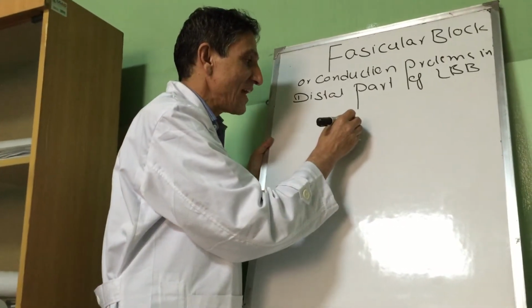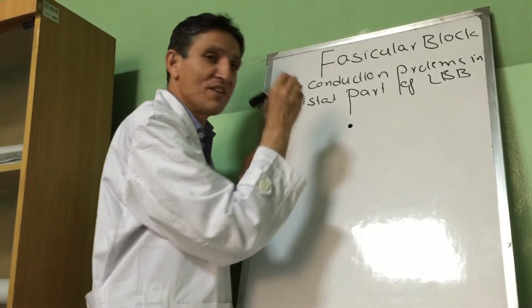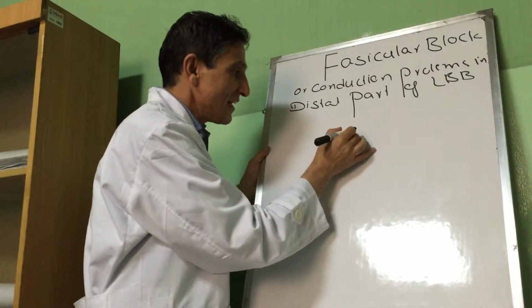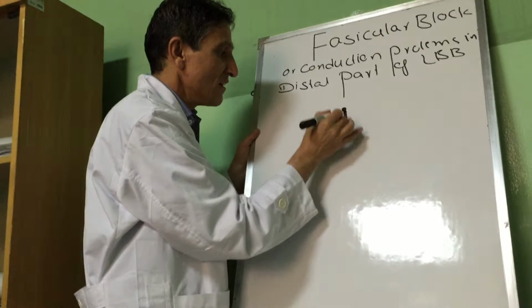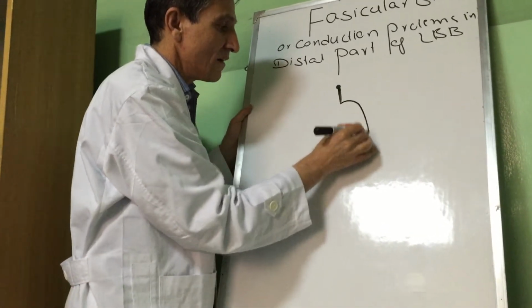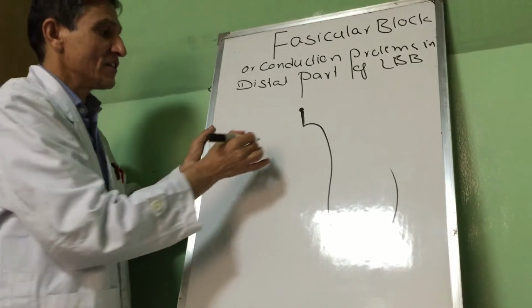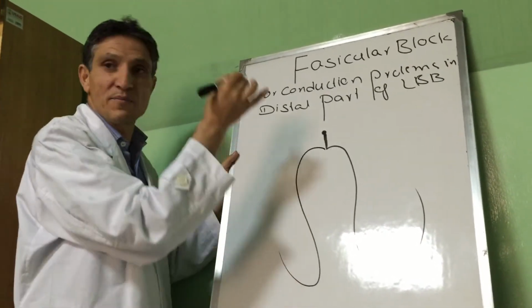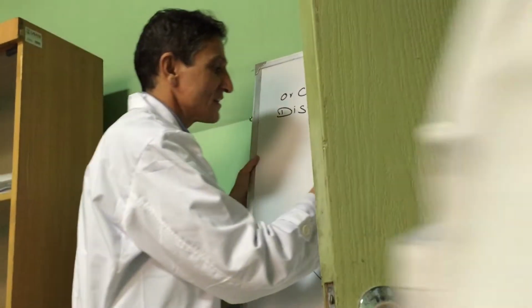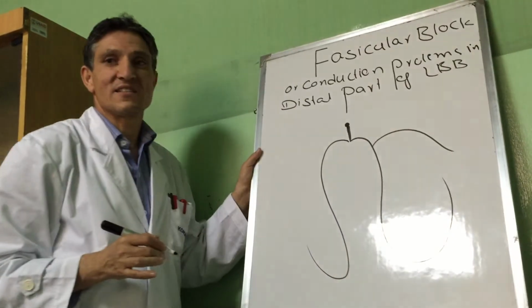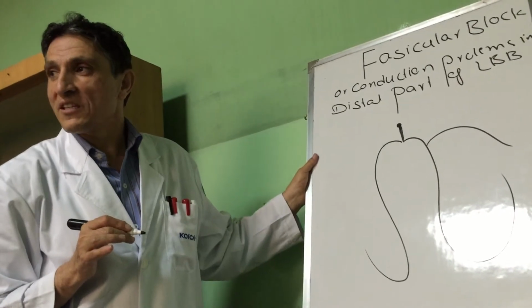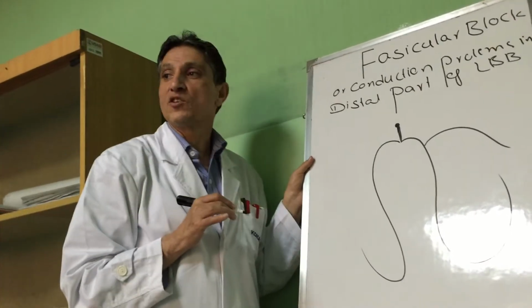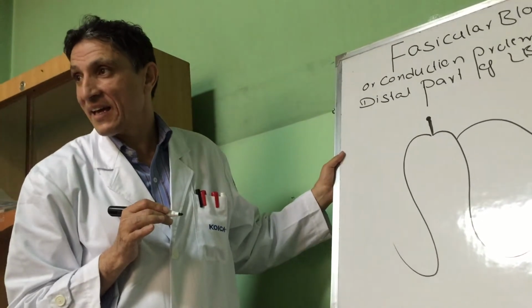Now, for example, this is the AV node, and this is the His bundle. This is the left bundle branch. This is the right bundle branch. This is the anterior fascicle, and this is the posterior fascicle. So, to know the concept of the fascicular block, it is very important to know first of all the anatomy of the branches of the bundle of His.